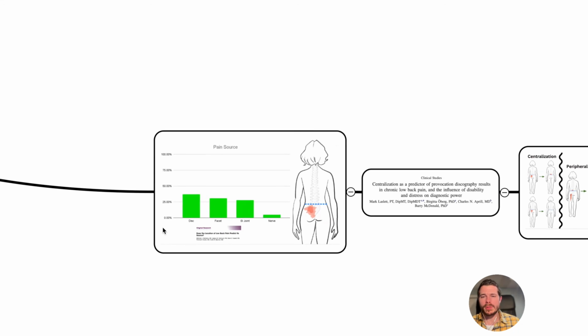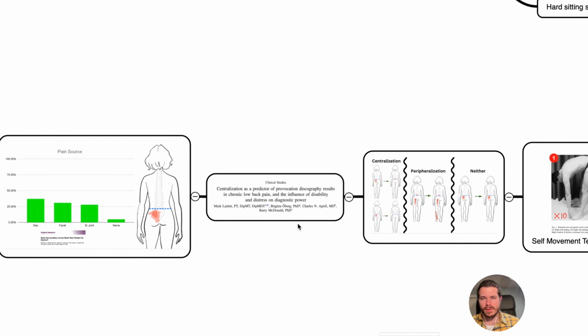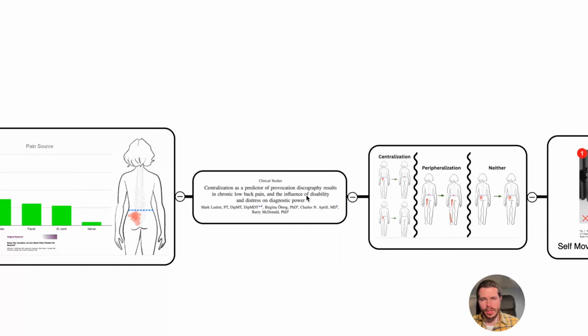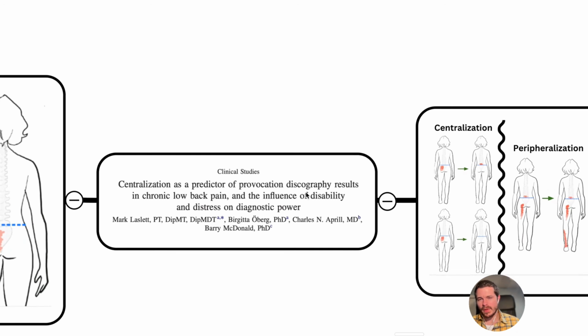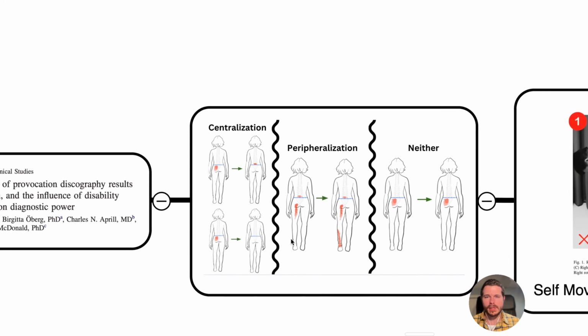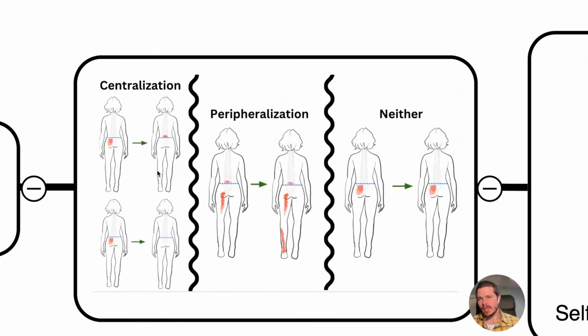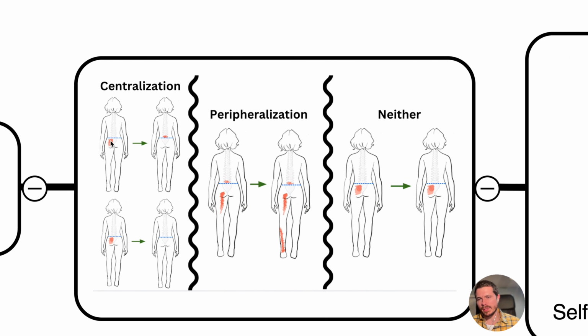So here's what we need to do to tease these three out. I'm going to give you everything you need to know. We're going to use what we know about this phenomenon called centralization to help increase the probability of disc, facet, SI joint, or decrease the probability of these things. All right. So what is centralization? We touched on it a little bit earlier, but it's basically movement of symptoms from the periphery to the midline.